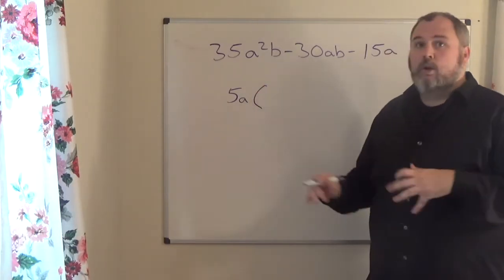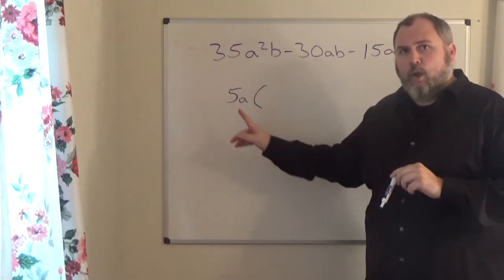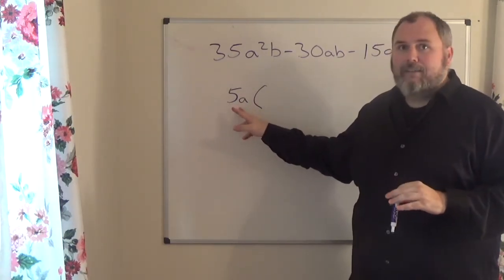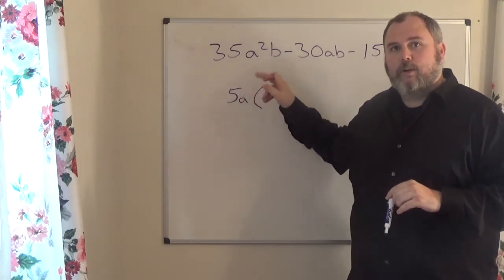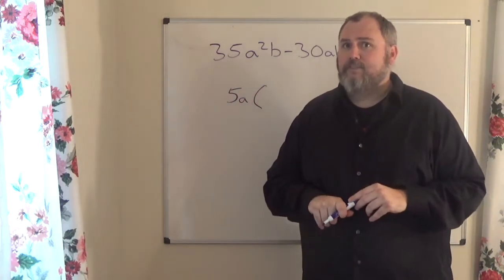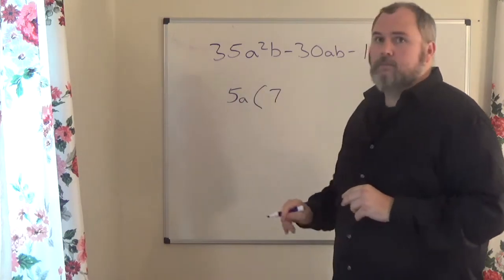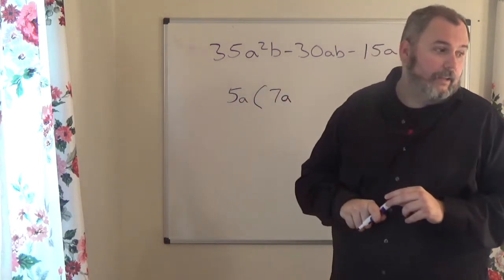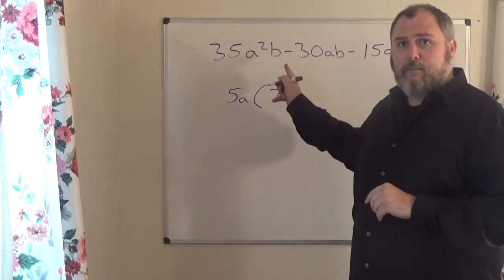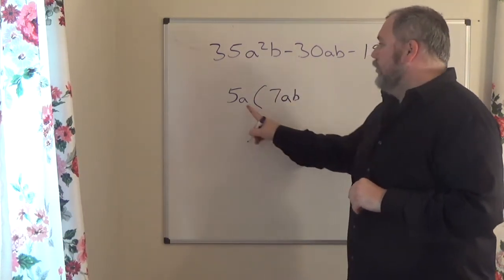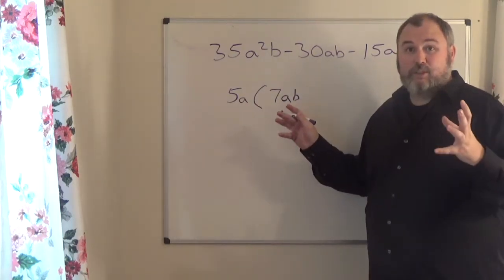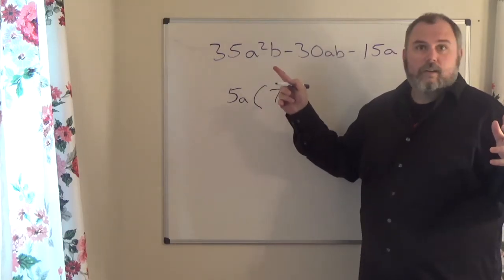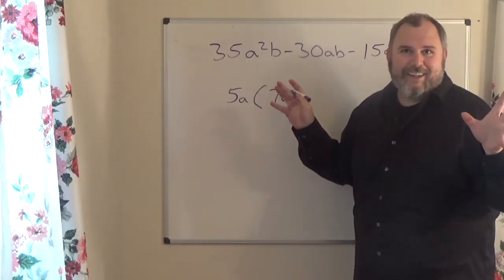So now we need to start asking ourselves, what number, or what monomial, or whatever you want to say, times 5a is going to give me 35a squared b. Well, we know 5 times 7 is 35, so I'm going to put down 7. We know that a times a is going to give me a squared, so we'll write down a. And we know that we're going to have a b there, so we're going to put b. 5a times 7ab, let's double check before we move on. Does it equal 35a squared b? Pause the video, coming back.